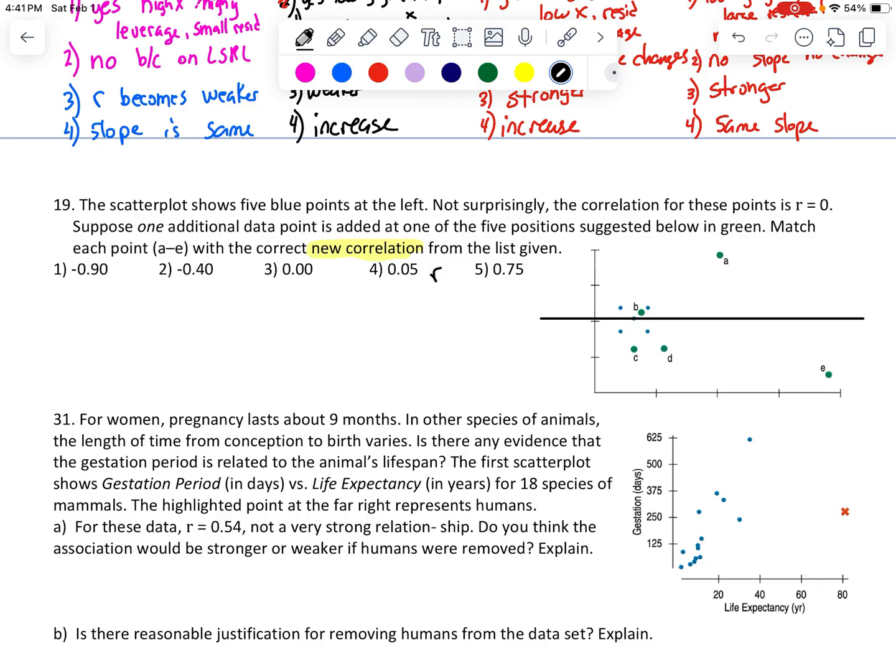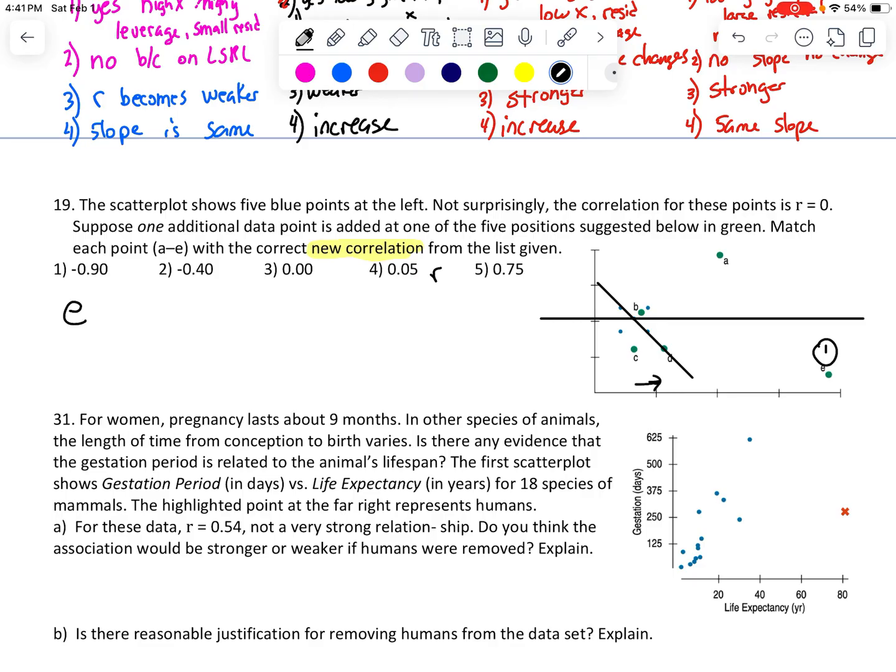So that means that when I add this one out here, this one is going to be number 1, the negative 0.9. We're going to add point E to get that negative 0.9. Now, it would appear that these line up really nicely, and that might be letter D because that's a super straight line. However, there's not much horizontal distance there.